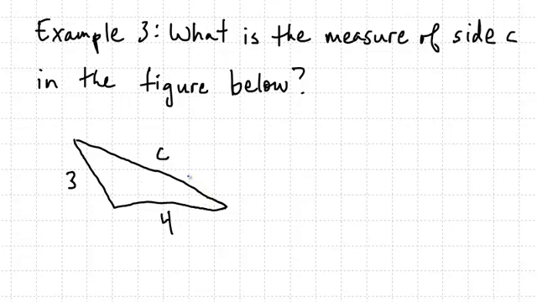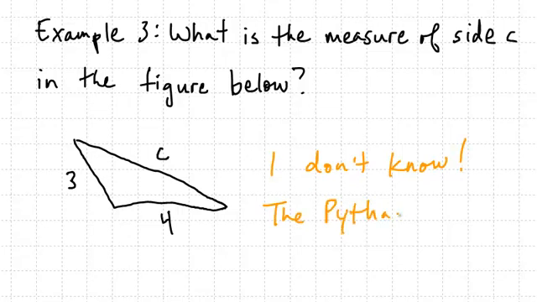Okay, now let's be careful here. Ask yourselves, is this a right triangle? Okay, there's no indication to me that this is a right triangle. This doesn't look like a right angle, and there's no symbol drawn here telling me that it's a right angle. So what's the answer to this question? What is the measure of side C in the figure below? I don't know. Or at least we have to say the Pythagorean theorem doesn't apply here.